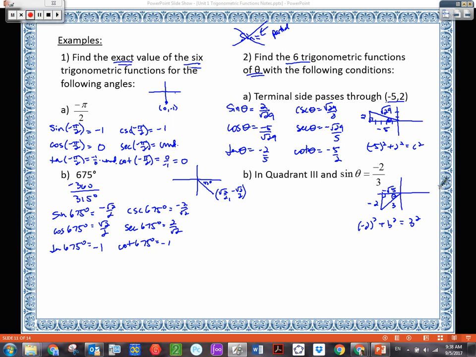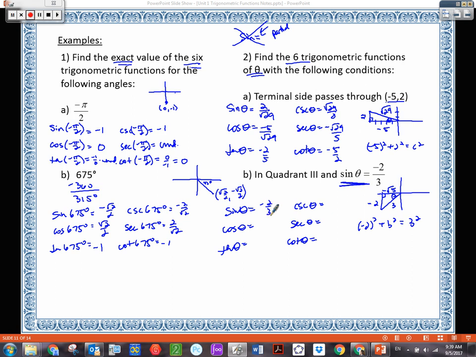Okay, so now we have all the numbers that we need in order to complete what they asked us, which is the 6 values. So we have sine theta, cosine theta, tangent theta, and then we have cosecant theta, secant theta, and cotangent theta. All right, so let's read the information off of our triangle. So sine, actually they already gave it to us. We should be able to read it off the triangle as well. Opposite over hypotenuse. So sine is -2/3.